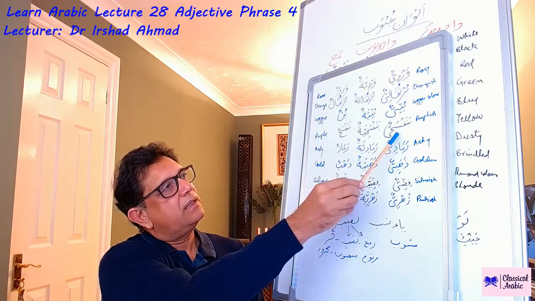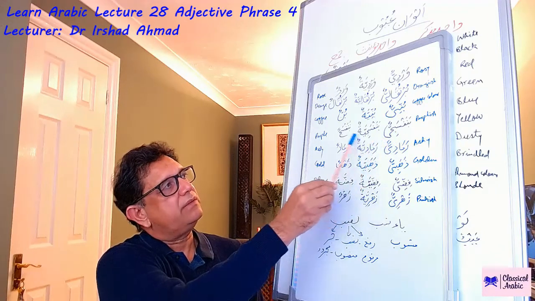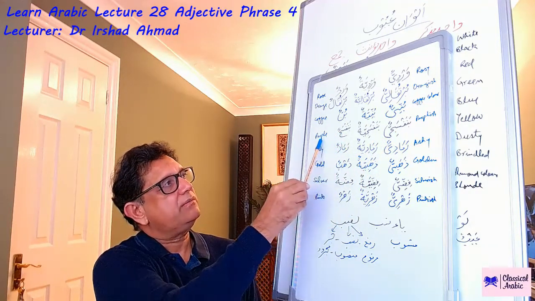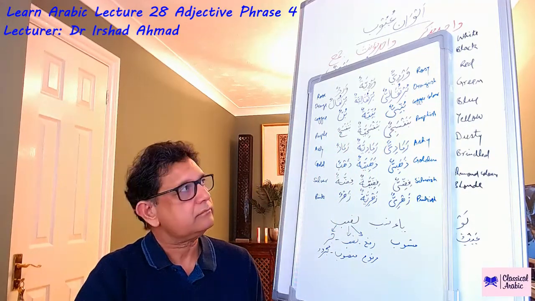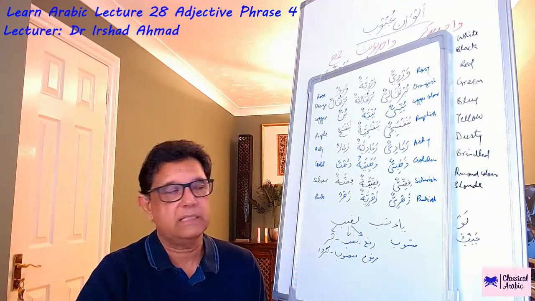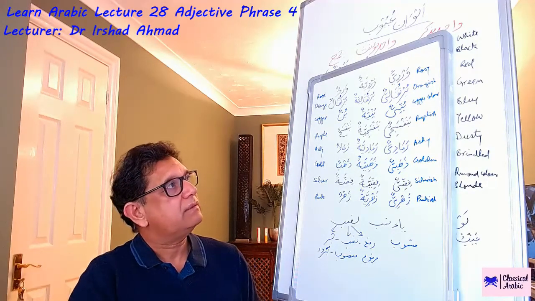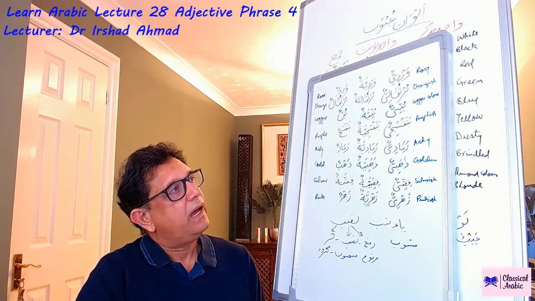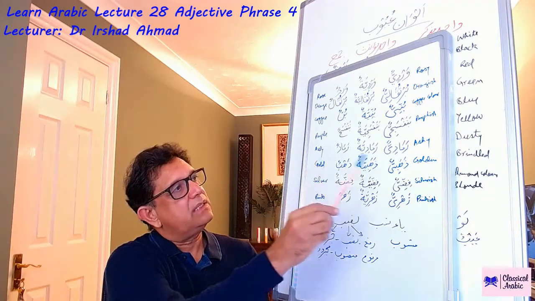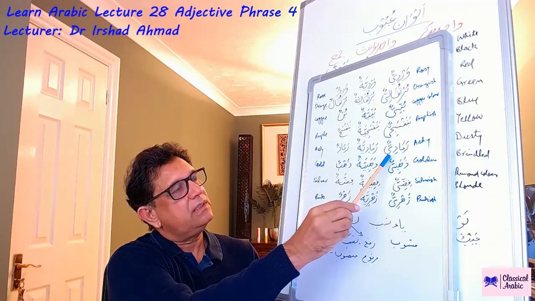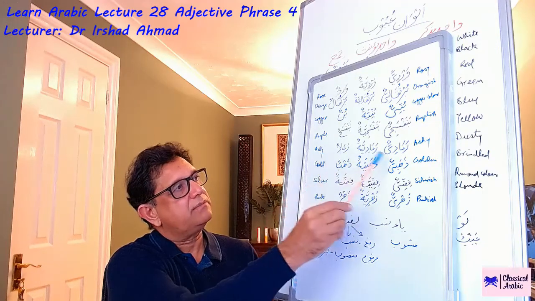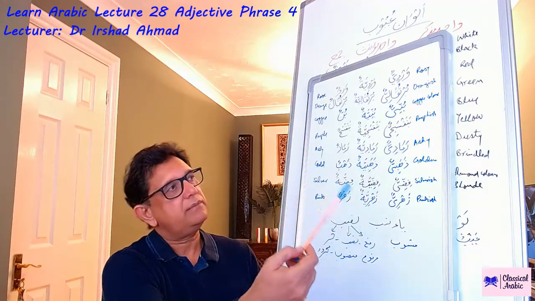Similarly, banafsajiyun refers back to banafsajan, which is purple or violet, as in those little flowers, lilac. Ramad is ash, so ramadiyun refers back to ash, which basically means ashy color.